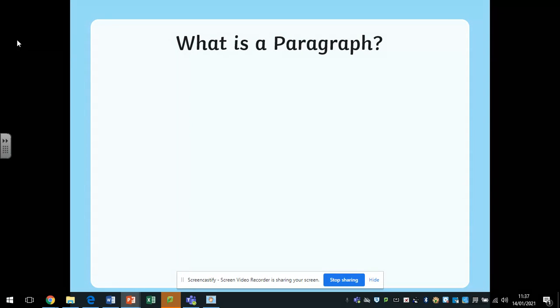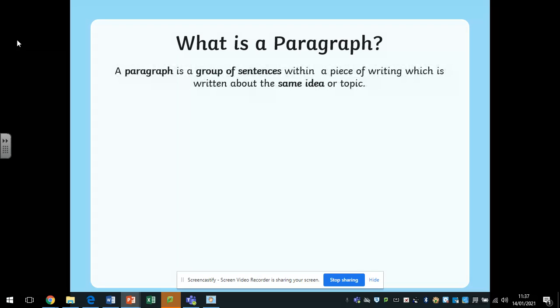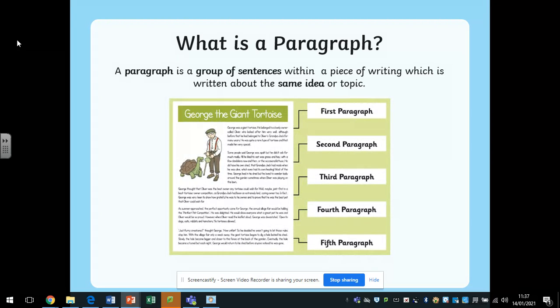So what is a paragraph? Just pause now and have a think about what you think paragraphing is. Okay, so let's have a look. A paragraph is a group of sentences within a piece of writing which is written about the same idea or topic. So for example, we've got George and the Giant Tortoise here.